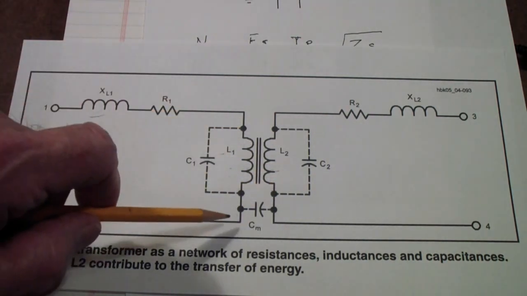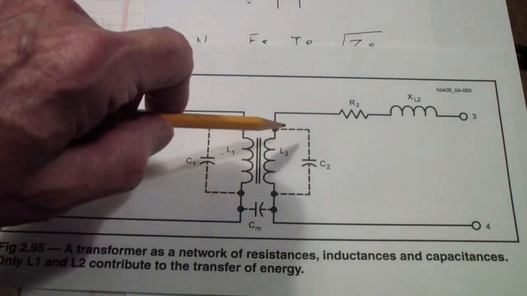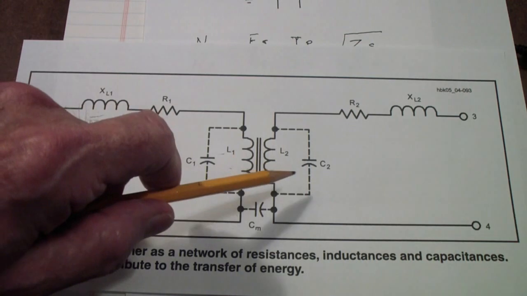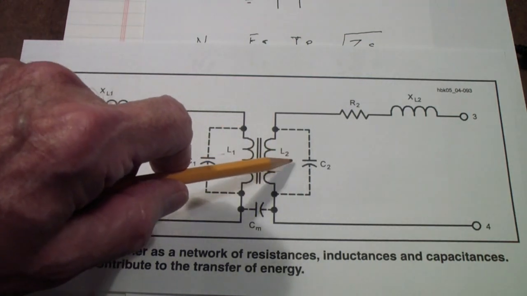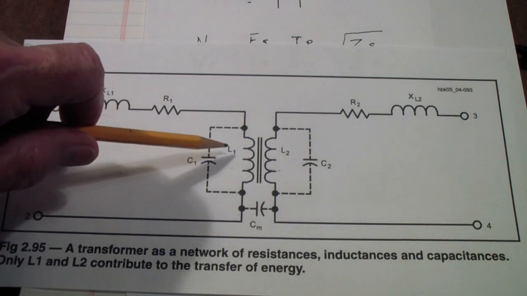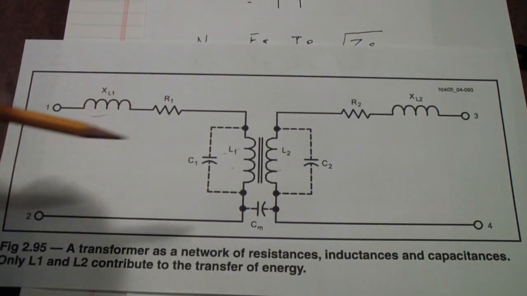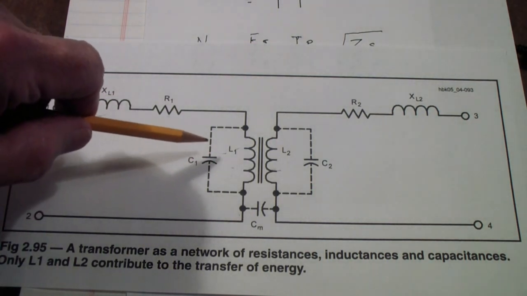So if you apply a signal here and vary its frequency, you will find a point at which there is a big dip in the response. And that's because the energy is being absorbed in this parallel resonant circuit. There also is a point at which this primary will become a parallel resonant circuit, and once again there will be a dip.